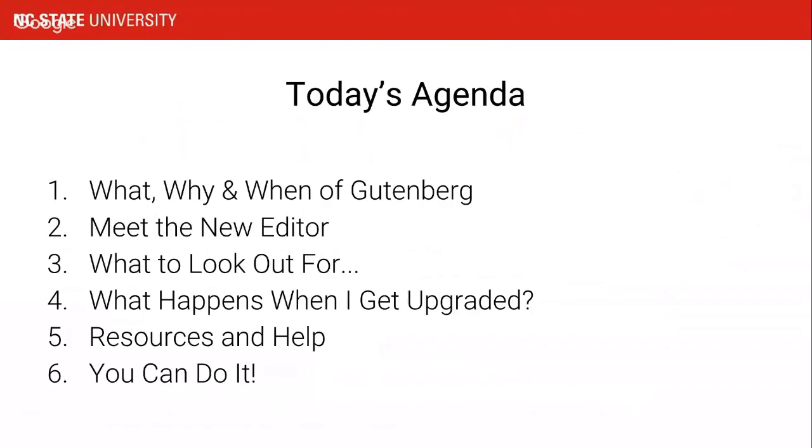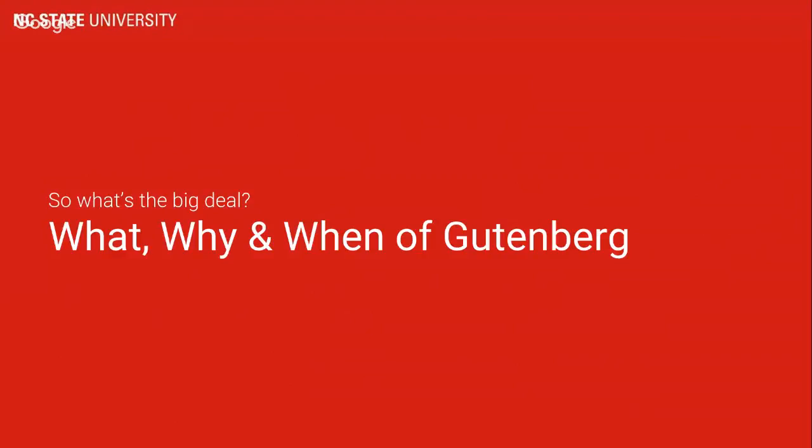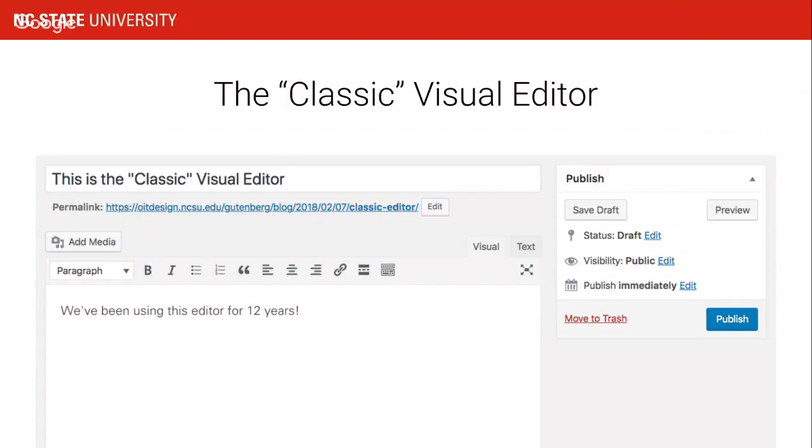So let's get started. The first question is, what's the big deal? The what, why, and when of Gutenberg. If you've been using WordPress, you're probably familiar with this. This is the classic editor or the visual editor. For the last 12 years, this has been the main editor for WordPress. 12 years is a long time on the internet. 12 years is a lot of time for people to get set in their ways and used to a certain user interface.